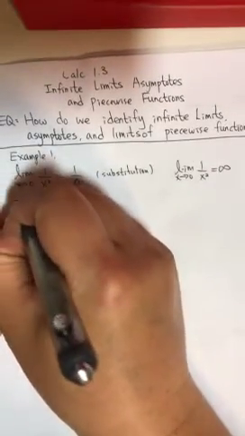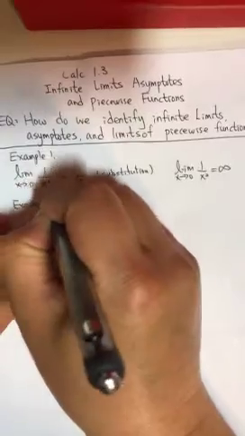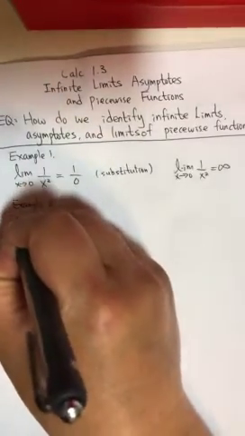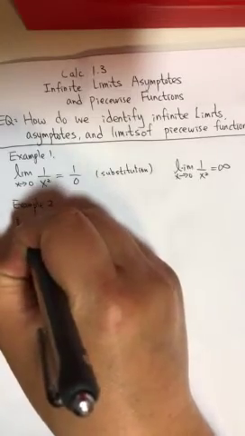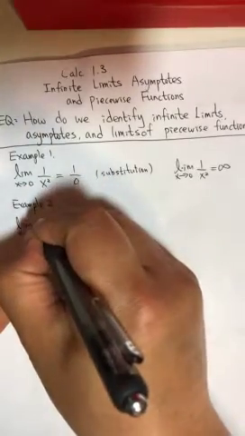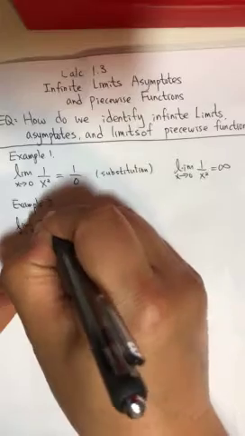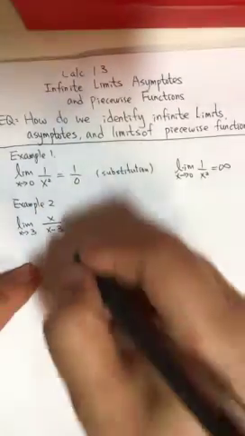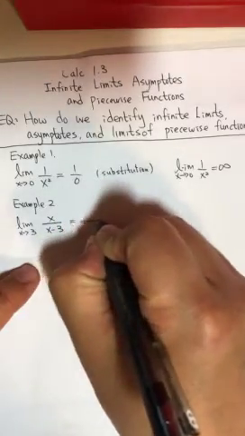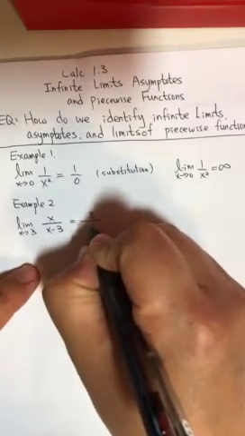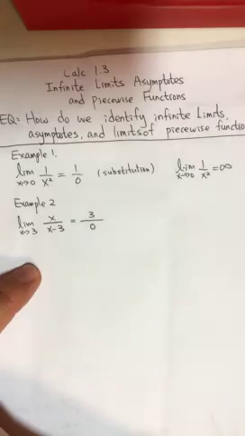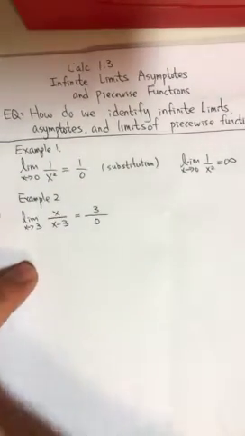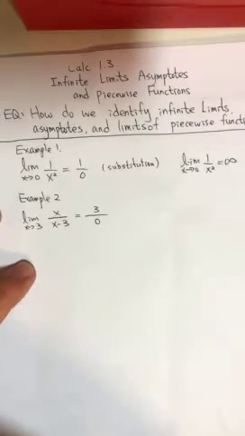How about example number 2? I'm asking you to find the limit as x approaches 3 of x over x minus 3. So again, if you use direct substitution, what happens? 3 divided by, 3 minus 3 is 0. So obviously, we cannot do that. Do you remember from the previous sections?